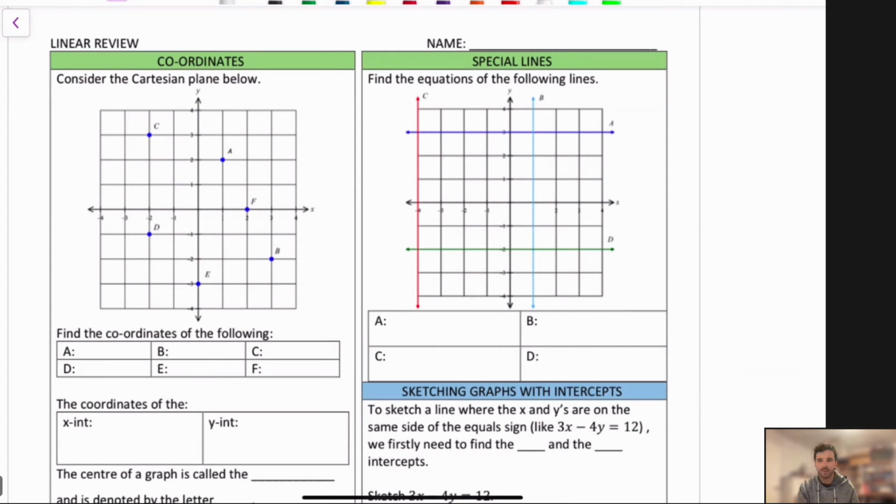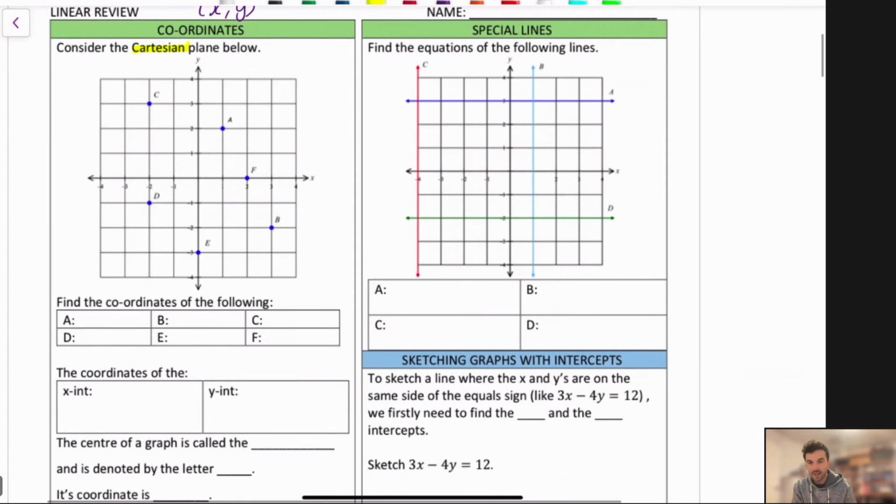The first thing we're looking at is something called coordinates. So when we think of the word coordinates, we're thinking an x and a y. And it all comes from something called the Cartesian plane, where you can plot a coordinate. It's a location that you can pinpoint by giving it an x value and a y value. And with that, you can go anywhere over an area, which is pretty great. So consider the Cartesian plane below. Find the coordinates of the following. So we're just going to go through here.